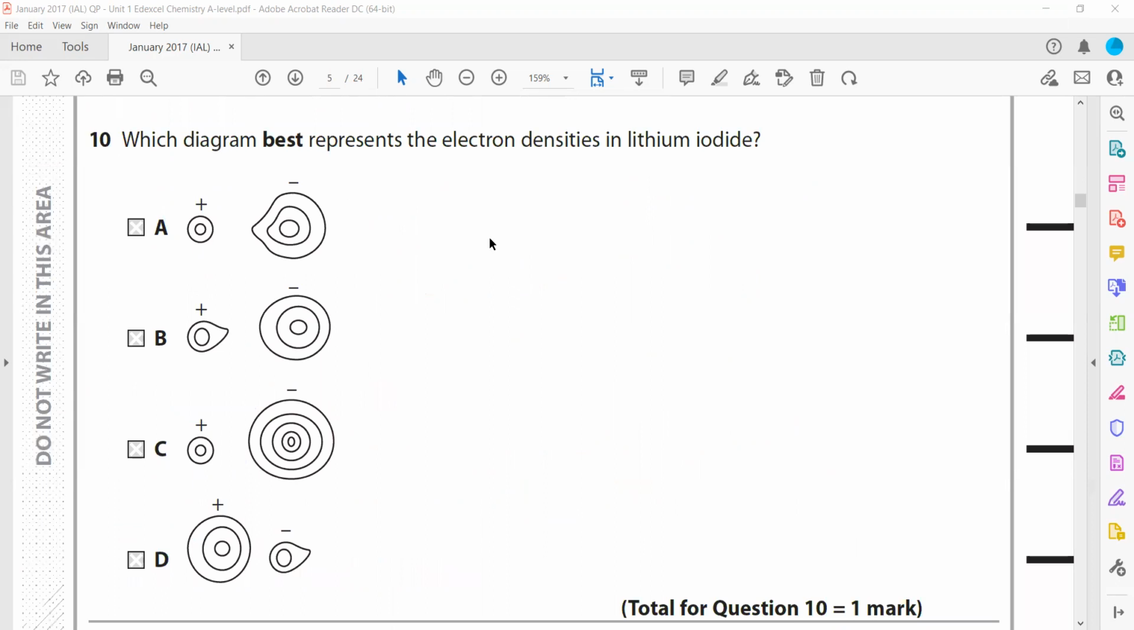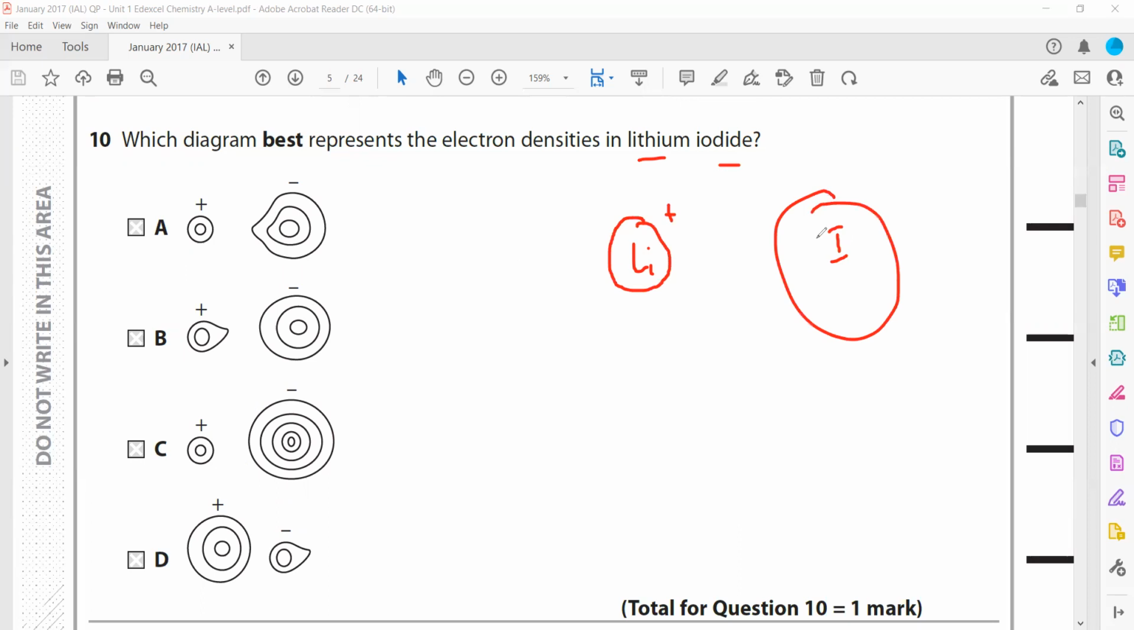Which diagram best represents the electron density of lithium iodide? So lithium iodide, first thing, it should be an ionic compound. So these lines which are representing the circle, this is an electron density map, showing the probability or chance of finding an electron.